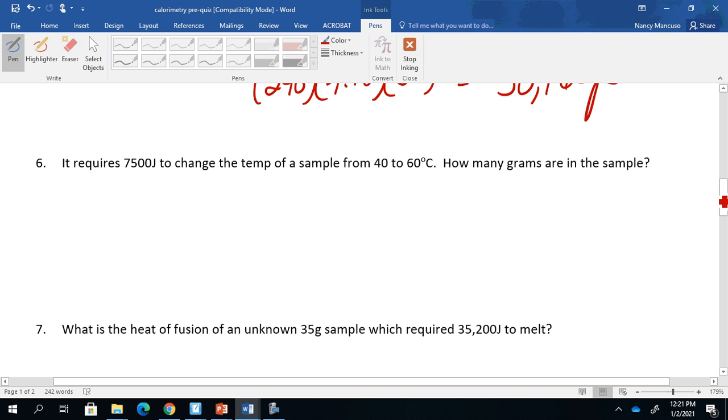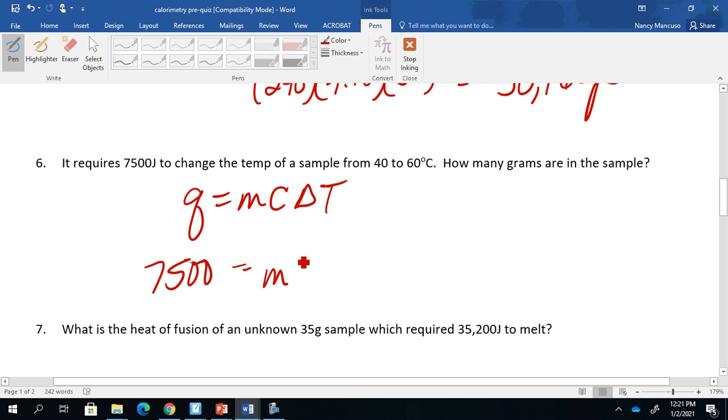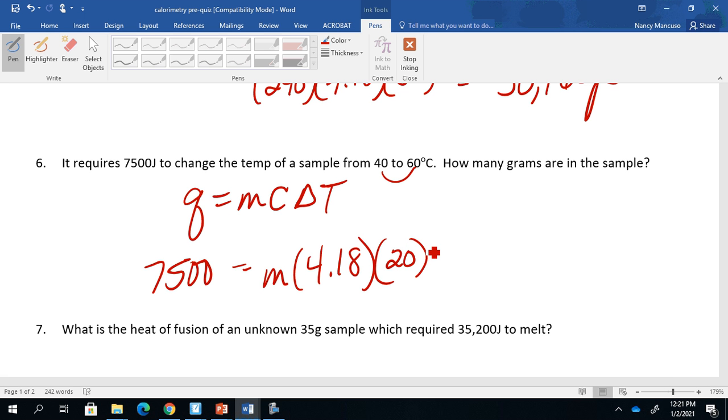All right, it requires 7,500 joules to change the temperature of a sample from 40 to 60. How many grams are in the sample? And this sample has to be water that we're talking about here. So Q is equal to mc delta T. So the Q is 7,500. The mass is what I'm going to solve for. Specific heat of water is 4.18, and I'm changing from 40 to 60, so that's a change of 20. So the first thing I'm going to do is go 20 times 4.18 equals 83.6.